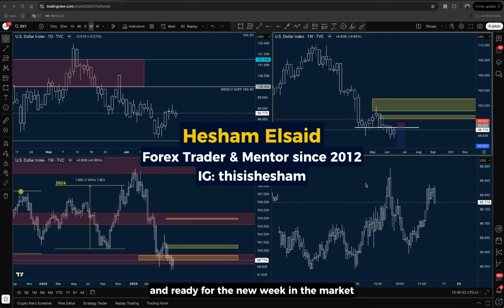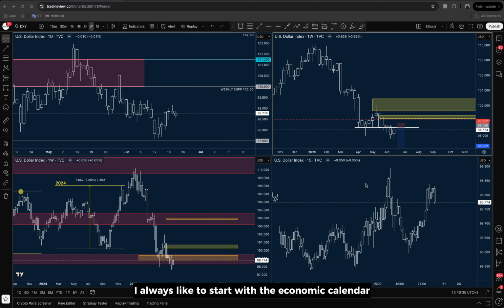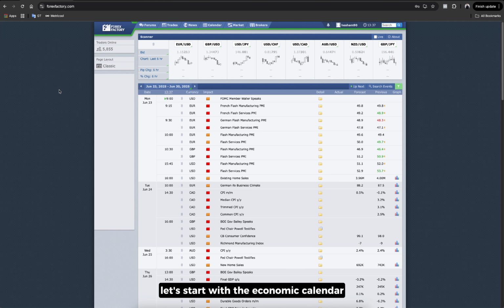As you know, I always like to start with the economic calendar, and I will show you how everything I did mention in the last Forex weekly market analysis is playing perfectly, literally to the T. Before jumping to the chart, let's start with the economic calendar.